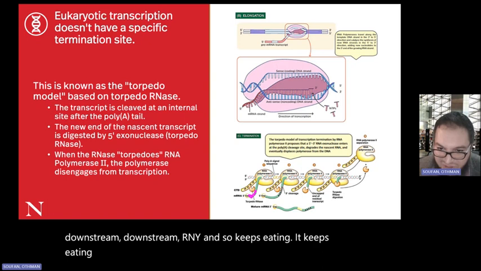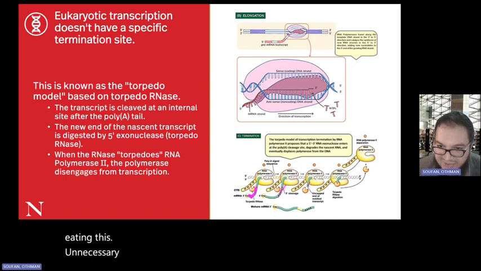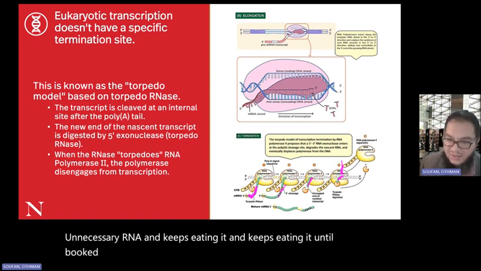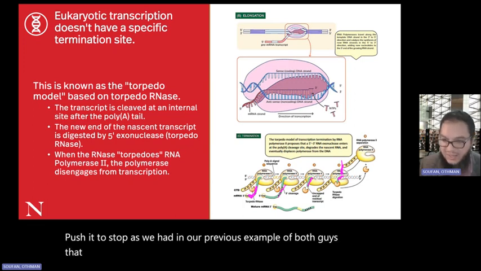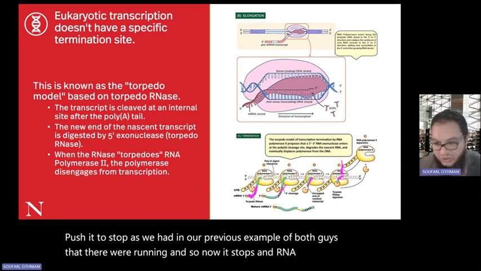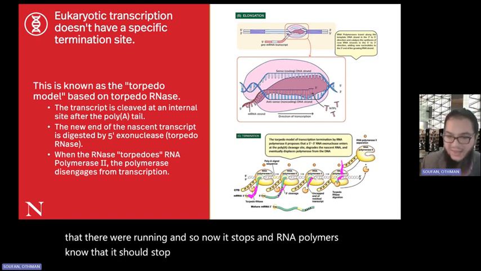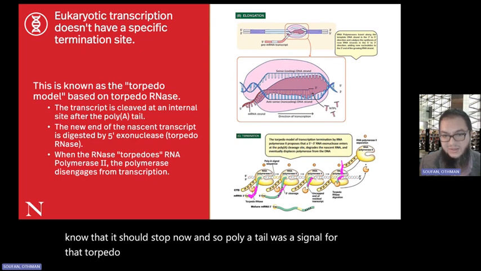this unnecessary RNA and keeps eating it until, whoops, it pushes RNA polymerase to stop, as we had in our previous example of both guys that were running. And so now it stops, and RNA polymerase knows that it should stop now. And so the poly A tail was a signal for that torpedo to jump in, and then the termination to happen.